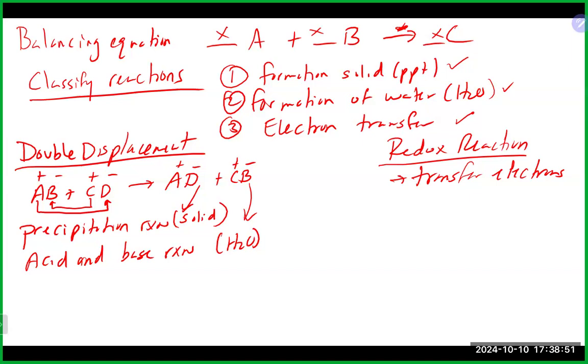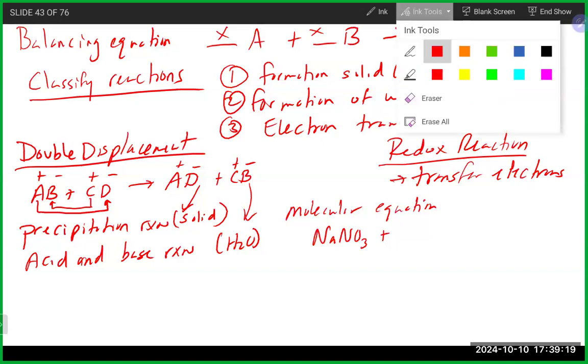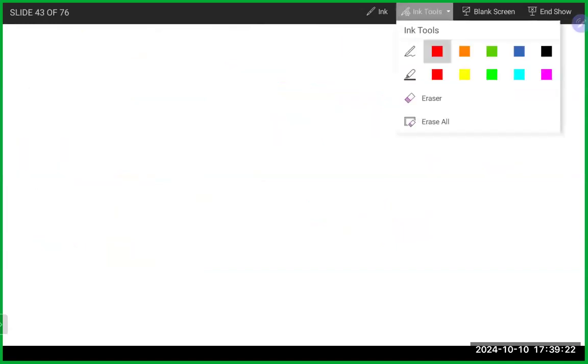Now, with double displacement reactions, we came across three very common equations that we see. One is the molecular equation, where you write everything out just like normal. So we have sodium chloride plus some silver nitrate.